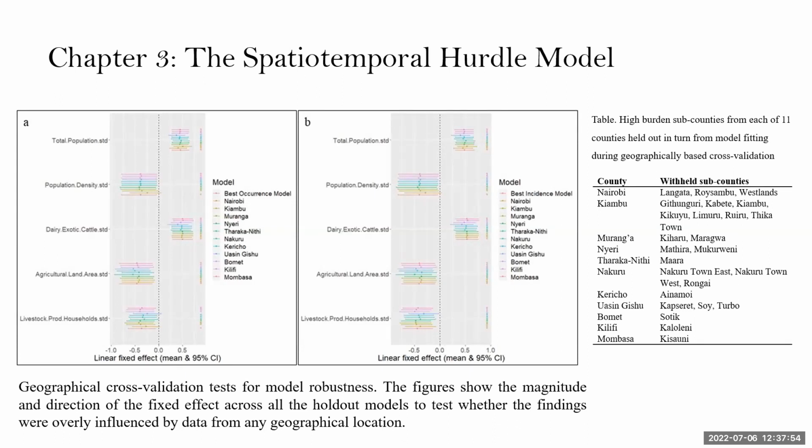The table here is showing those 11 counties and the associated sub-counties. These are Nairobi, Kiambu, Murang'a, Nyeri, Tharaka Nithi, Nakuru, Kericho, Uasin Gishu, Bomet, Kilifi, and Mombasa. So I withheld this data one at a time and checked again the fixed effects, magnitude, and direction. And what I expected to see is, if the model was not influenced by one geographical location, these fixed effects should remain the same. And this was the case. So the magnitude and direction were robust across all holdout models, showing that the findings were not overly influenced by data from any one geographical location.